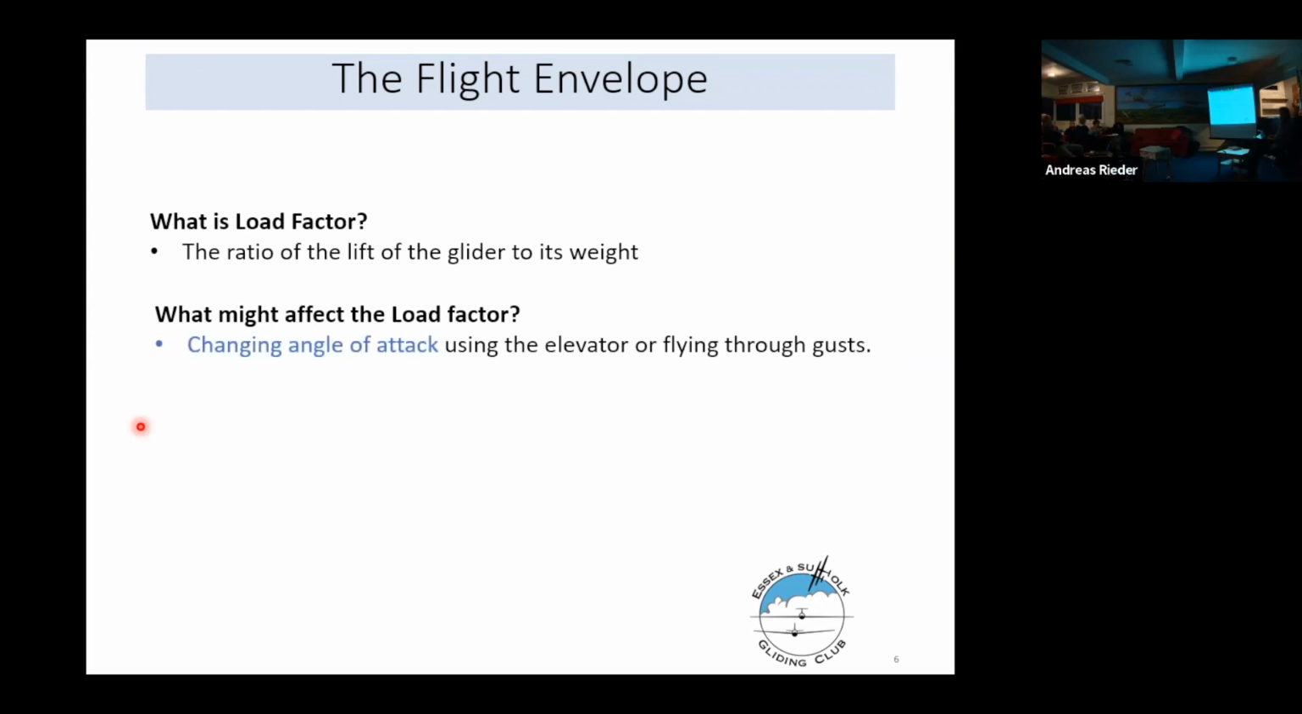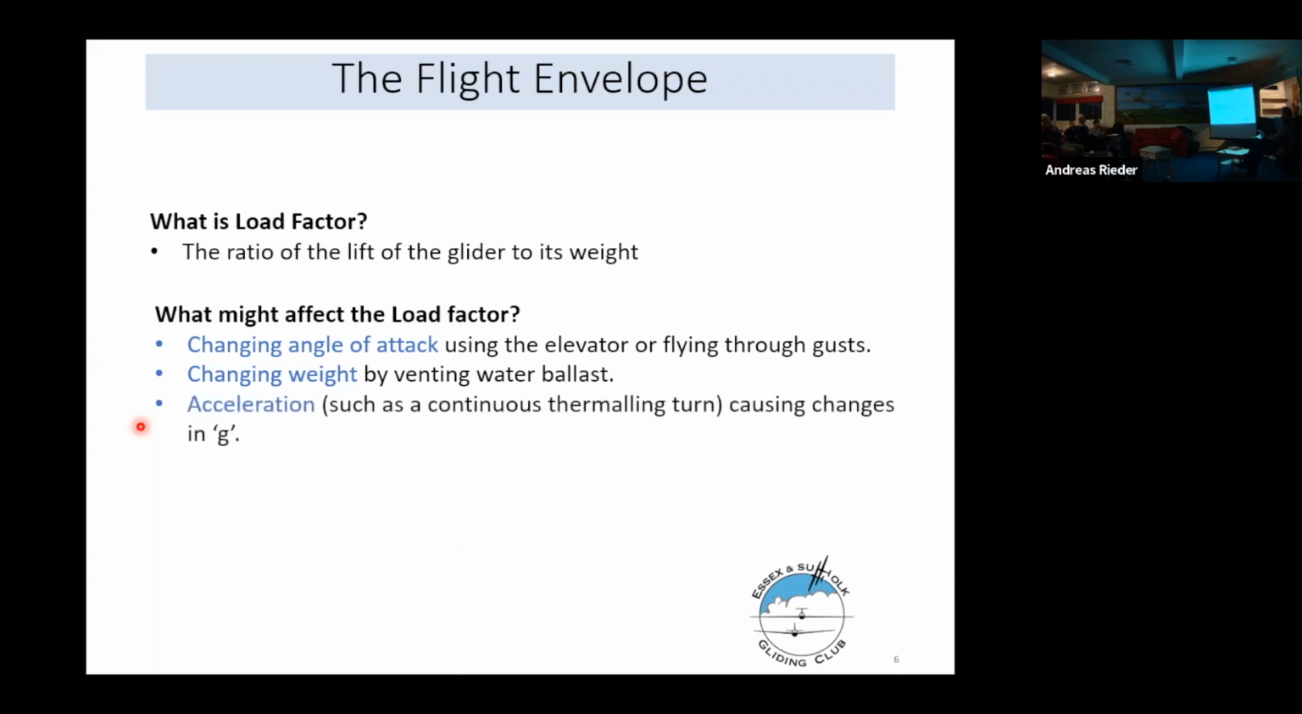Obviously, if you change the angle of attack using the elevator, or if you fly through a gust, you're changing the lift. So that will change the ratio of lift to weight. If you change the weight by venting water ballast or whatever, you're changing the weight. So that will change the load factor.